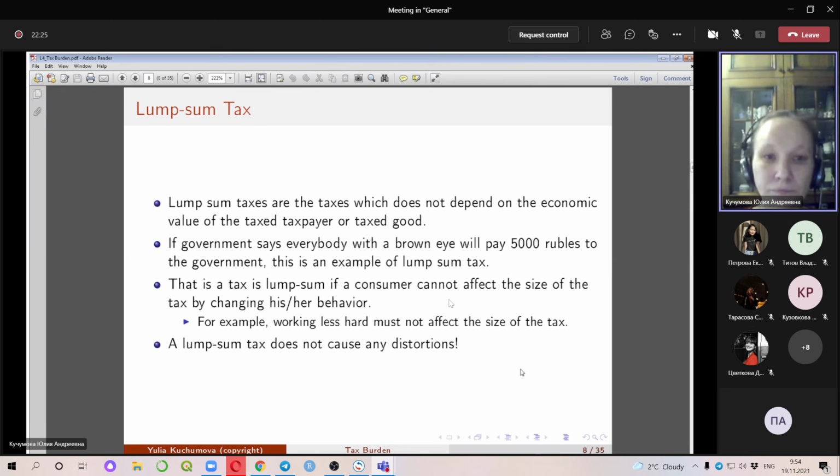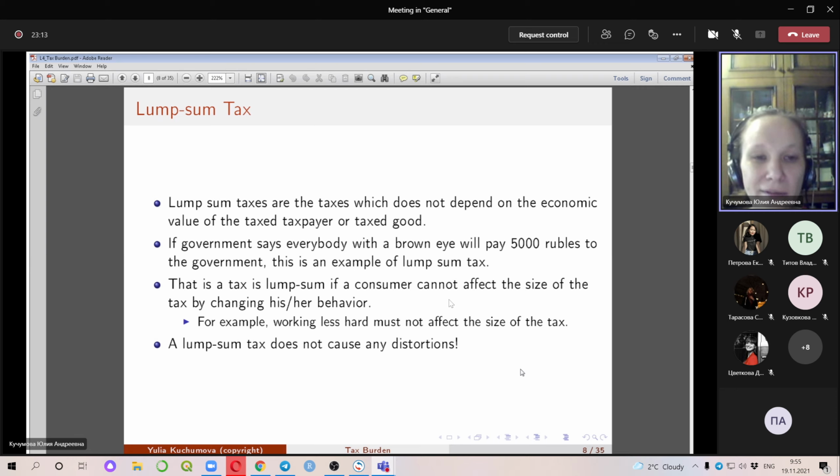Because taxes distort or change decisions, they usually create inefficiency. But there is one interesting tax that is unique, right? It's called a lump sum tax. Lump sum taxes are taxes which do not depend on the economic value of the taxpayer or tax good.